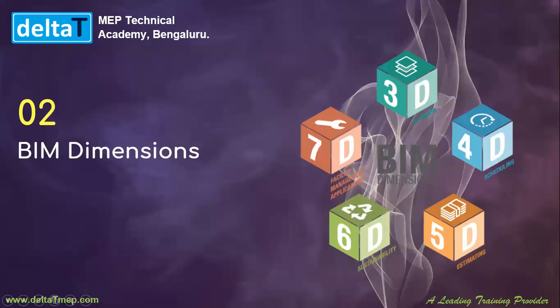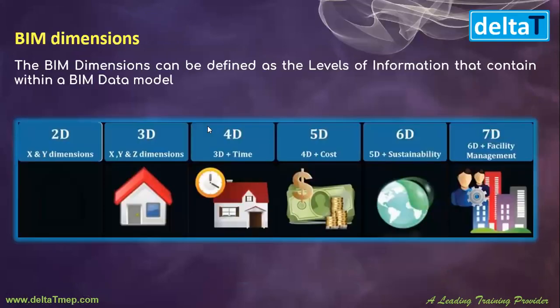So this is what BIM is about. Now let us see about BIM dimensions. Okay, so we have different BIM dimensions, like you can see here. 2D is about AutoCAD, 3D is about the 3D model, 4D is about time, and 5D is about cost, quantitative. 6D is about sustainability, and 7D is about facility management.